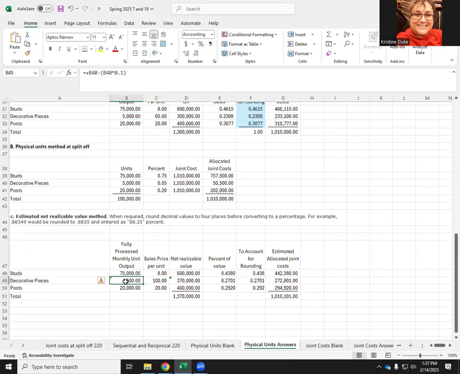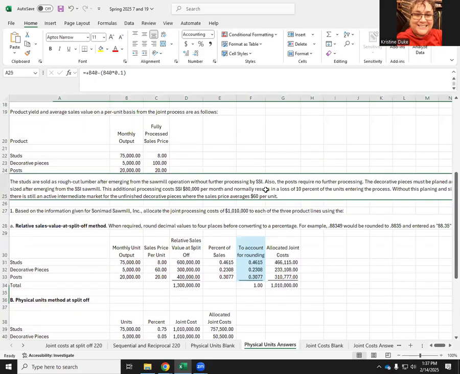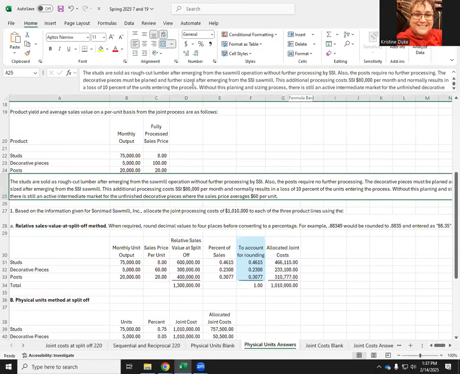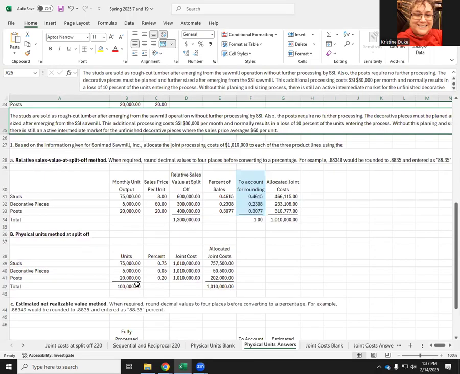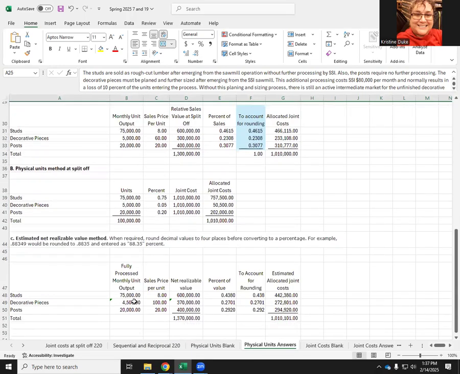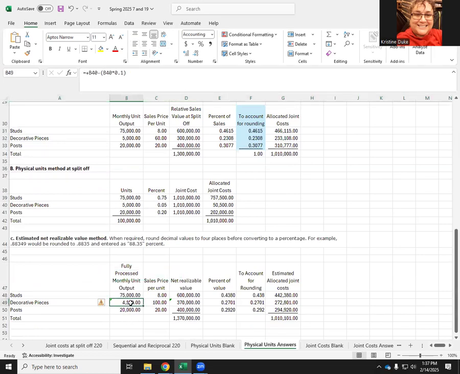Okay, to get this one fully processed, we're going to lose 5% of our batch, which it says up here somewhere. Oh, loss of 10%. We're going to lose 10% of our batch. So 5,000 times 10% is 500 units. So I brought this down. Okay, you can see me doing it right here. I'm going plus this minus that, 10% of the batch gives me 4,500 units. 75, 4,500, 20,000.